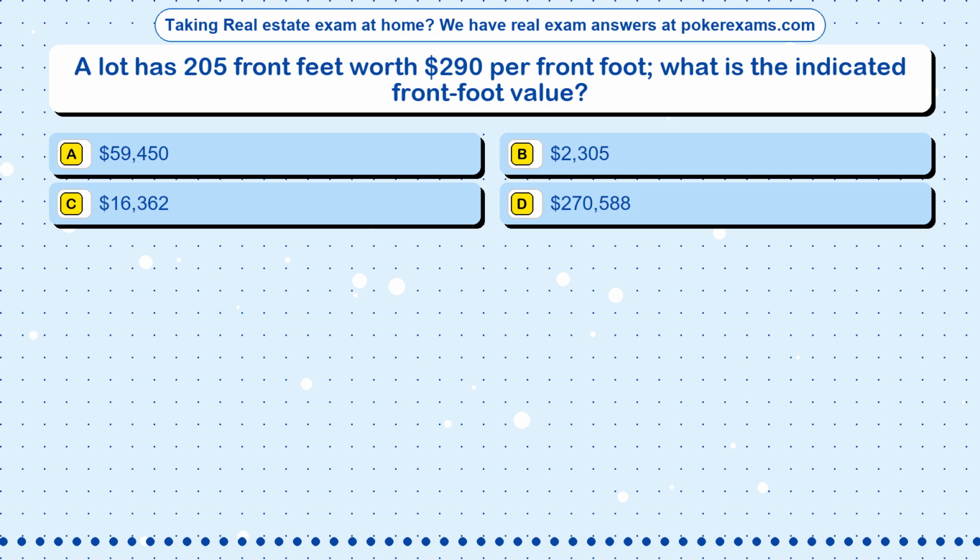Question 29. A lot has 205 front feet worth $290 per front foot. What is the indicated front foot value? Option A, $59,450. Option B, $2,305. Option C, $16,362. Option D, $270,588.